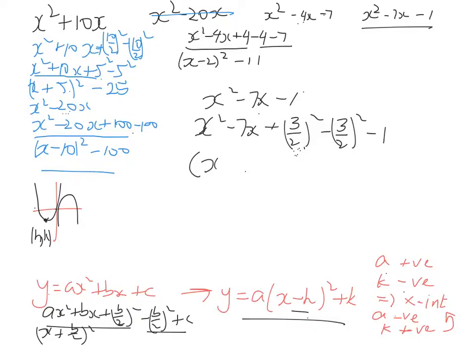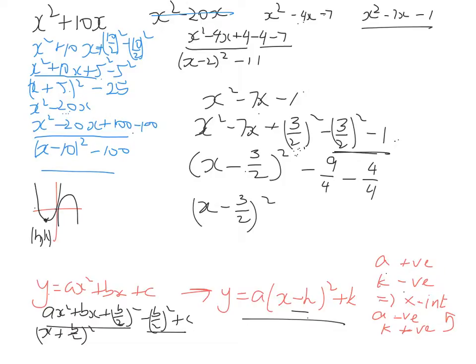So we're going to have x minus 3 over 2 all squared minus, now we're going to work with these parts here. So we've got minus 9 over 4 minus, we'll convert this 1 to something over 4, which is 4 over 4. So then we've got x minus 3 over 2 all squared minus 13 over 4.